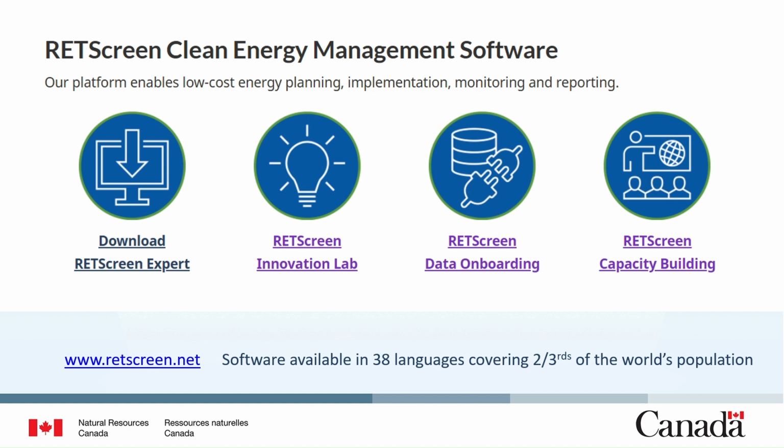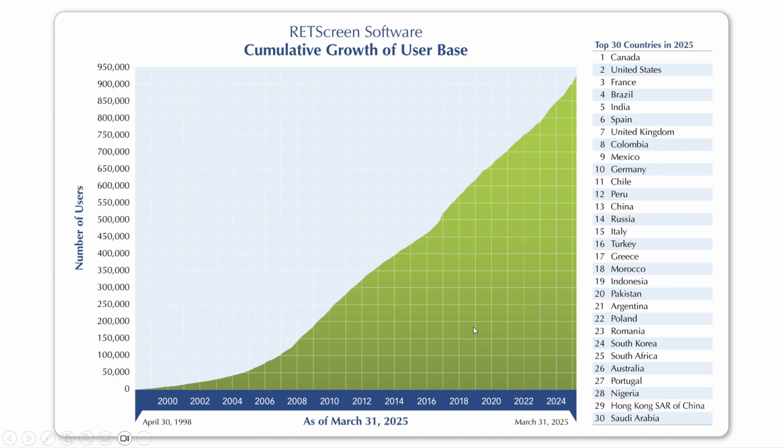The software itself is available in 38 languages that cover two-thirds of the world's population. Since 1998, the Red Screen software now has more than 900,000 users in every country of the world. We typically release 1 to 2 new versions of the software each year, and updates. In this past year, our growth has accelerated to about 50,000 new users per year. The top 30 countries in this past year in terms of number of downloads are shown there on the right-hand side.